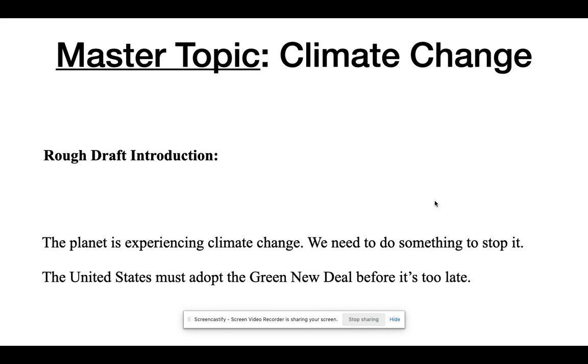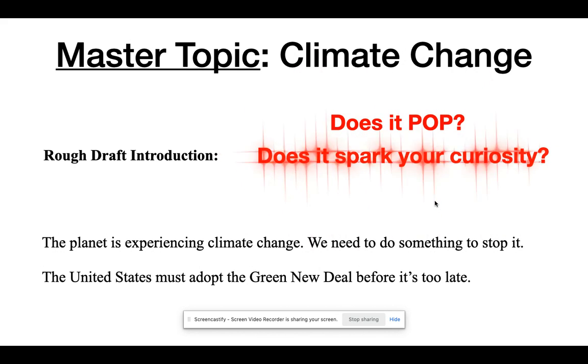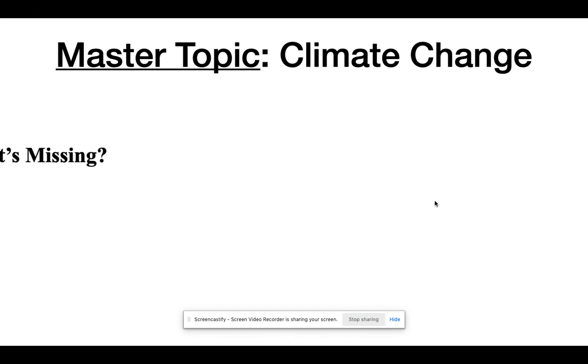So you look at that and you say, does it pop? Does it spark my curiosity? And is it specific? So even though it does mention climate change, it doesn't really say what climate change is. And then we need to do something. Something is pretty vague. And before it's too late, that's also pretty vague. So let's see what we can do.